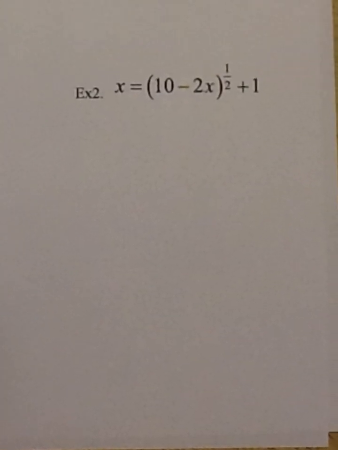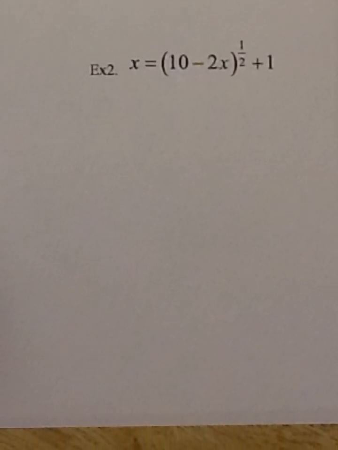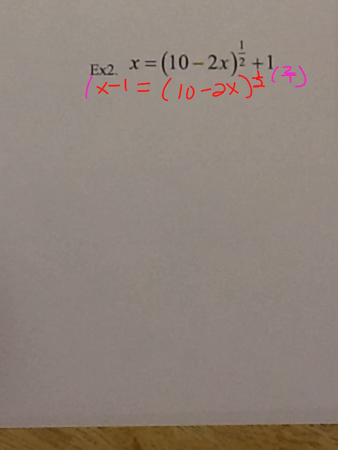For number 2, we have x equals the quantity 10 minus 2x raised to the 1/2 power plus 1. The first thing we're going to do is subtract 1, so I get x minus 1 equals 10 minus 2x raised to the 1/2 power. To get rid of the half, I multiply by its reciprocal, which is 2 over 1, just 2. So I raise x minus 1 to the 2nd power, that's x minus 1 times x minus 1, equals, this over here becomes a 1, so just 10 minus 2x.